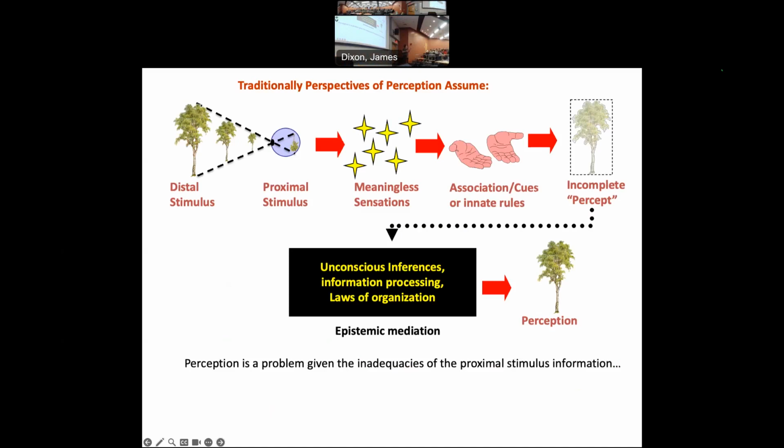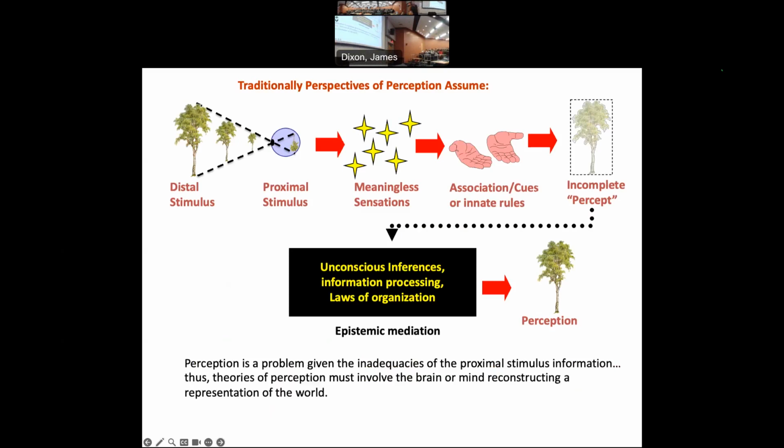It says a bunch of things, but it's just not enough. And so all this stuff, and especially the epistemic mediation, is kind of filling in the gap, saying, given how things are going, it's probably a tree. But what if that's not right? What if the information in the world is sufficient to tell you about what's going on in the world? It would be a whole different way of thinking about things. And that's what I want to talk about in this last little bit here.